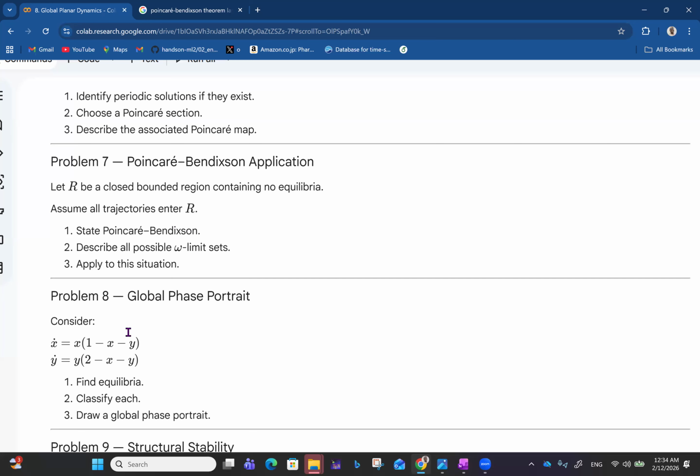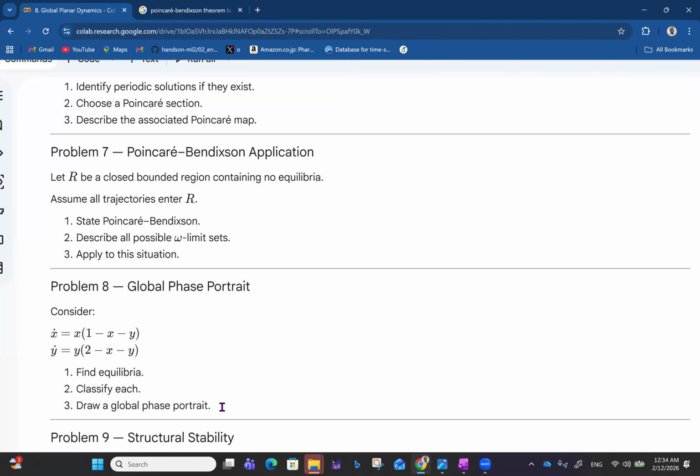And we have the global phase portrait, of course. Find equilibria, just solve simultaneously. I can already see x is 0, y is 0. Then you can solve this other one simultaneously and you get more points. Overall you should be able to get about 4 equilibrium points. Find equilibria, classify them, draw a global phase portrait, you can do all that.